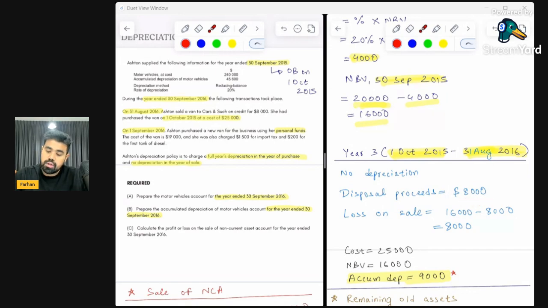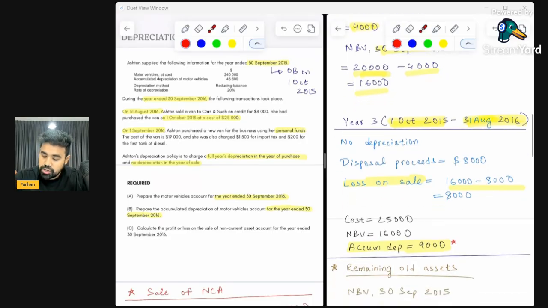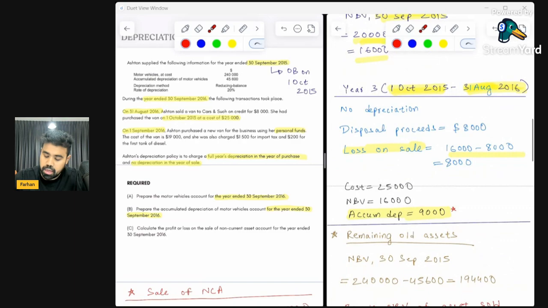So the loss on sale is therefore the difference between the net book value and the disposal proceeds, which is the amount we got by selling this asset, and that is $8,000. Okay, so the loss on sale is $8,000. So we've already calculated part C of the question. All right. Now, I also need you to know some few things.